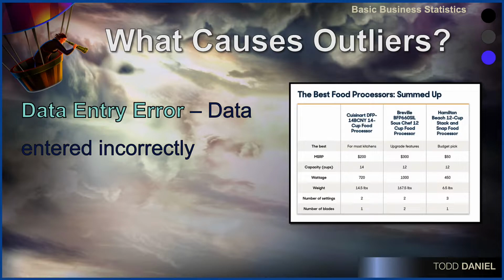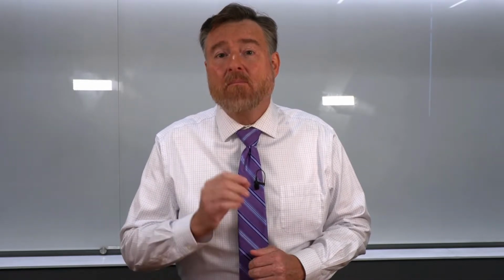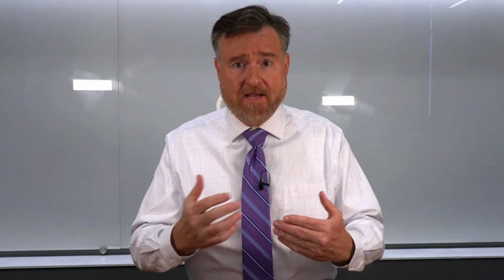Another cause of outliers is a data entry error, where the data have simply been entered incorrectly. In this example about food processors, we see that one food processor weighs 14.5 pounds, another 6.5 pounds, but the one in the middle weighs 167.5 pounds. At this point, you don't know what the true score is, but you can guess that it's not 167 pounds. Most likely, based upon scores around it, it should have been either a 16 or a 17.